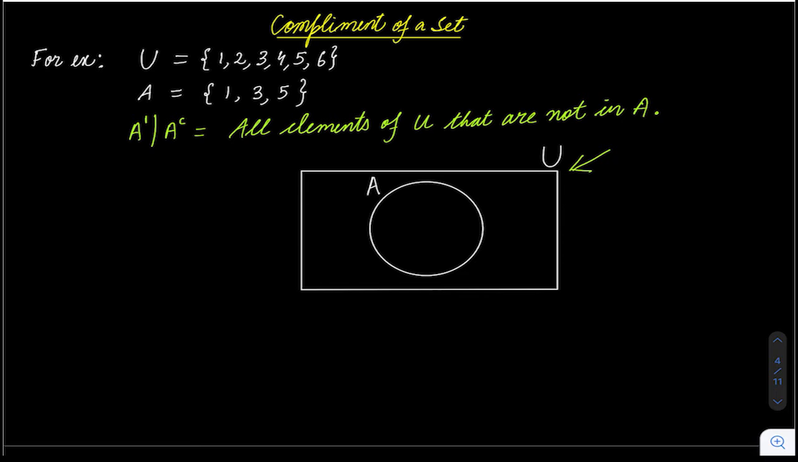So basically, if I want to write complement of A, it will be all elements of U that are not in A. So 1 is there, so I will remove this, 3 is there, I will remove this, 5 is there, I will remove this. So what are all the elements that are left? 2, 4, 6. So complement of set A is the set that contains 2, 4, 6. So this is complement of A.